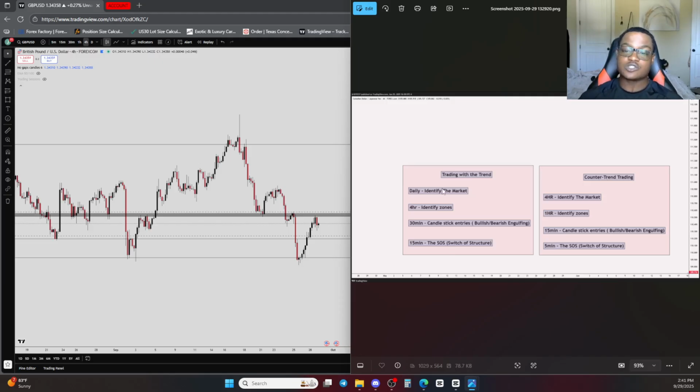Counter trend, we just drop one time frame down. So instead of the daily, it's the 4-hour. Instead of the 4-hour, it's the 1 hour. Instead of the 30-minute, it's the 15-minute. And instead of the 15-minute, it is the 5-minute. And then you use those time frames and you do the exact same thing. And I'm about to show you right now.